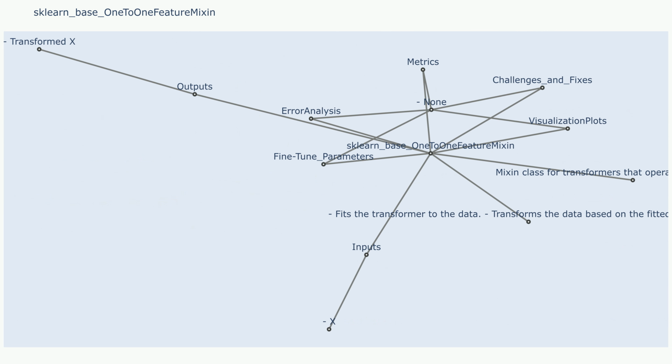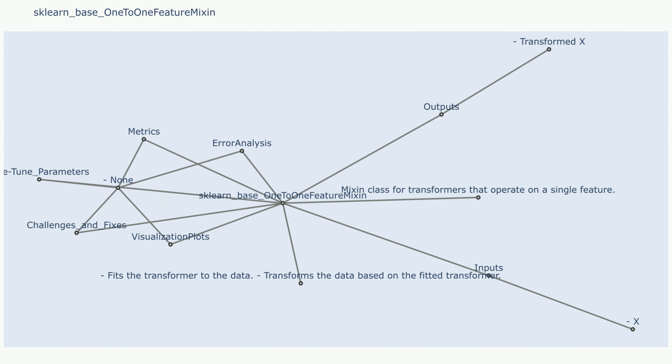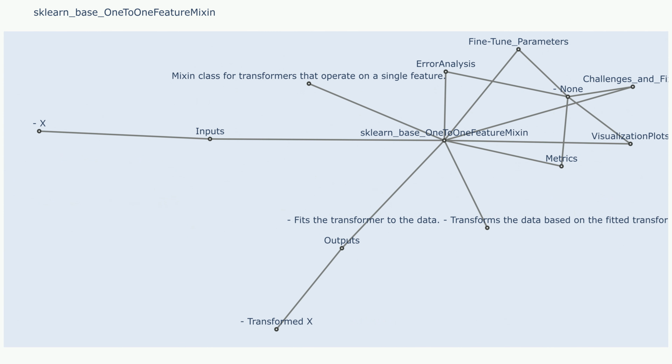Steps. Step 1: the input data is passed to the transformer. Step 2: the transformer applies the specific transformation to the input data. This transformation will typically involve applying a mathematical function to each individual feature. Metrics. Metric 1 depends on the specific transformer. Metrics such as accuracy, precision, recall, F1 score, or mean squared error may be used to evaluate the performance of the transformer.